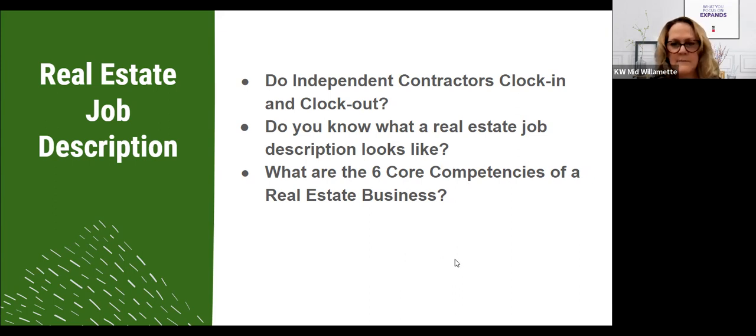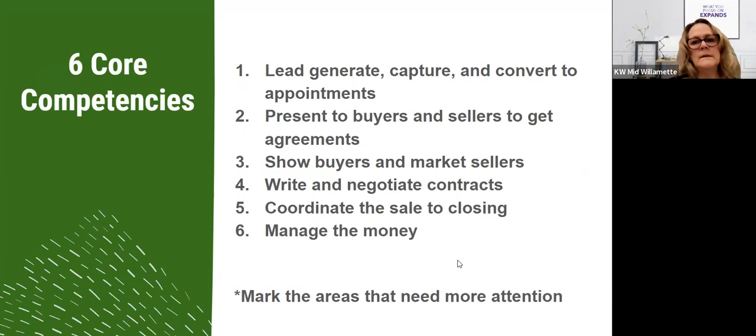Why isn't this moving? We'll move it that way. So the 6 core competencies on page 38 of Shift are lead generate, capture, and convert to appointments. So it's not just lead generate, it's lead follow-up, right? It's actually lead conversion, getting to the appointments, getting to the table. Then presenting to buyers and sellers to get your agreement. So there's some sort of buyer presentation and seller presentation that you do that gets them to agree to work with you. Yes? And then 3 is showing buyers and marketing sellers. So marketing the seller's properties. You're showing buyers properties, and as a listing agent, you're marketing.